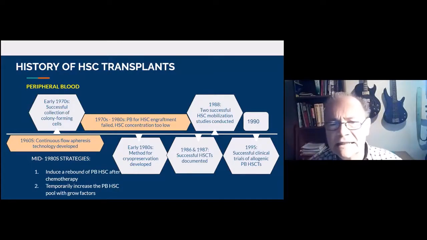In the early 1980s, a method for cryopreservation was developed, and successful hematopoietic stem cell transplant was documented during 1986 and 1987. And in 1988, two successful hematopoietic stem cell mobilization studies were conducted, one in Australia, the other one in the United States. After that, at the beginning of the 90s, new trials appeared showing the success of this kind of mobilization for obtaining peripheral blood stem cells.